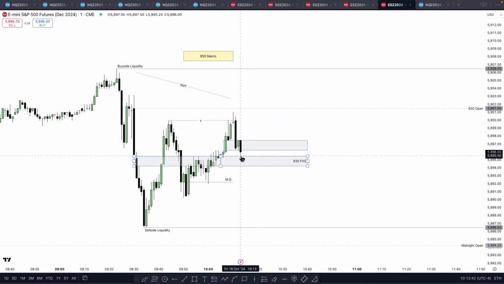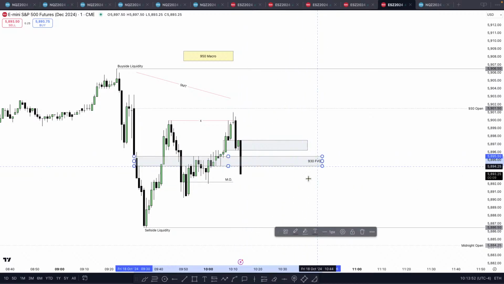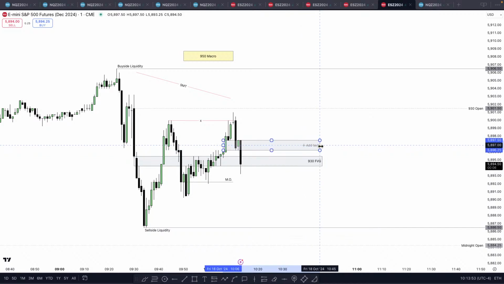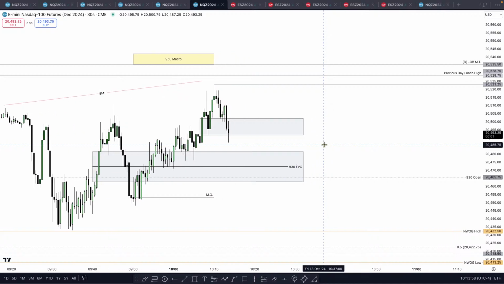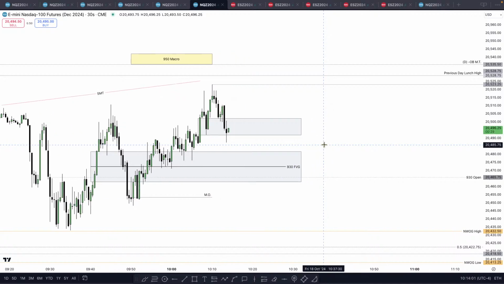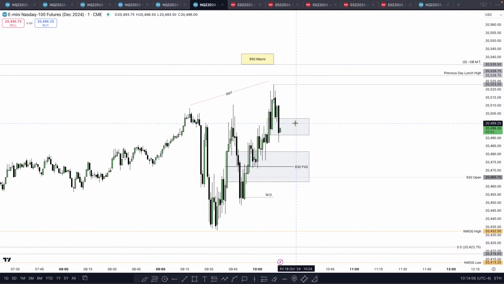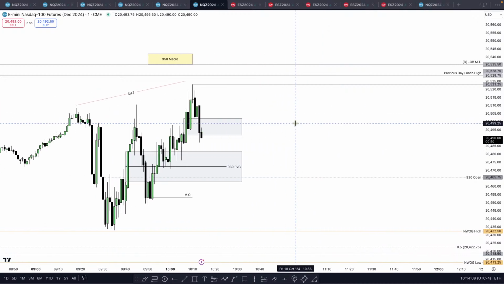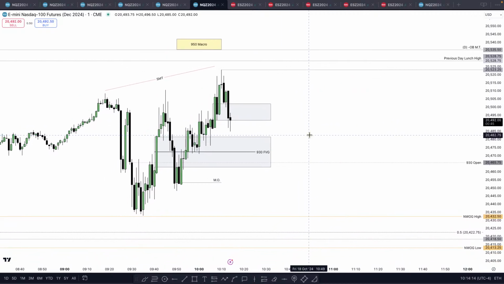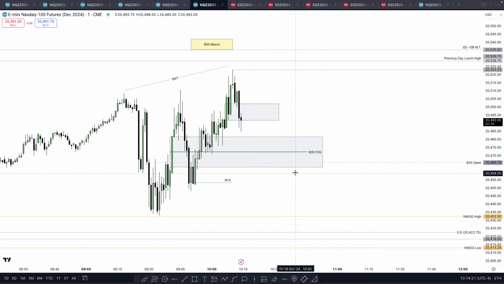Okay, and now we're testing the 930 fair value gap. If we displace through this, we favor the line in the sand on ES, excuse me. NASDAQ, same thing, right? You need to see us slice through the 930 fair value gap. And then if and when that occurs, you want to see any retracement into it act as resistance to push us lower.